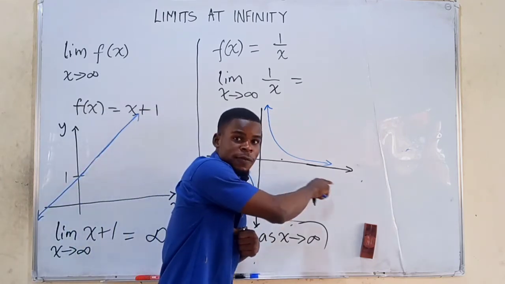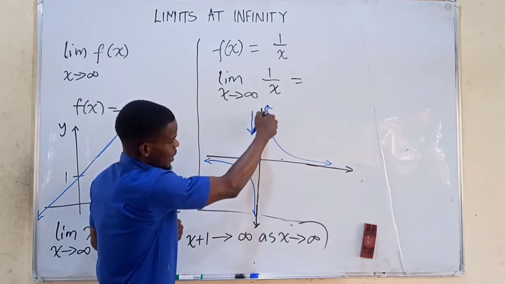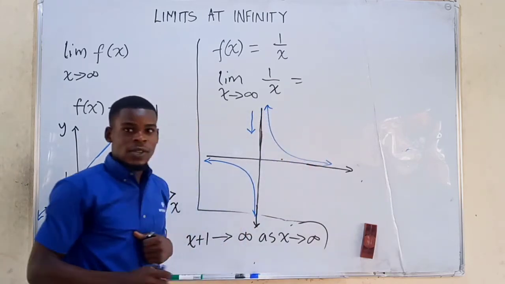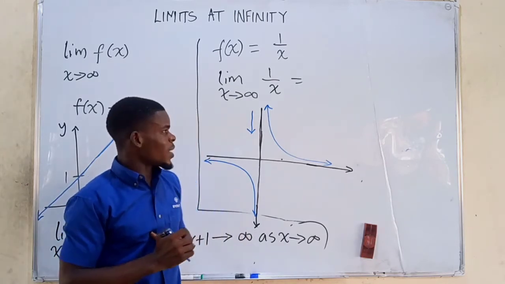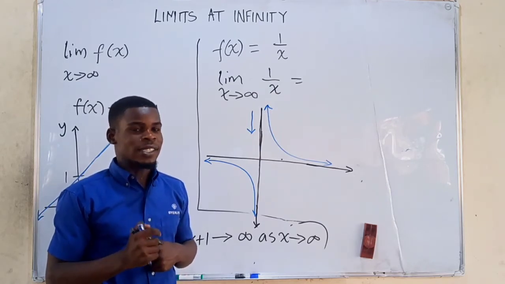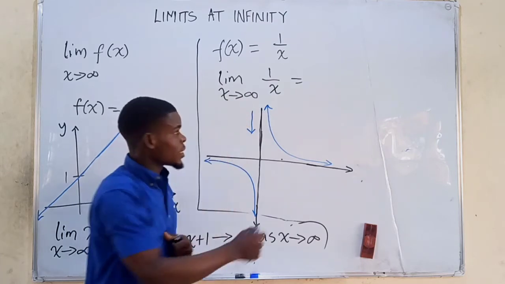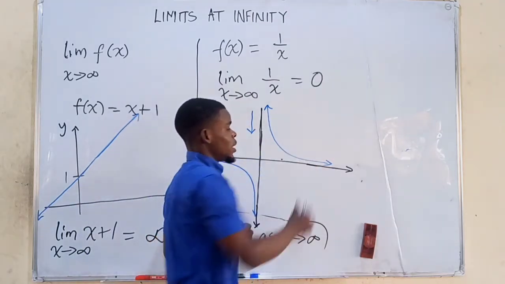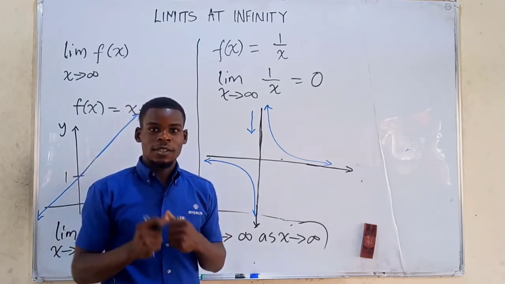As our input approaches infinity, observe the way this function goes. We are declining as x increases. So as x increases, the value of the function reduces. As x increases without bounds, the value reduces without bounds. That tells us that the limit as x tends to infinity of 1 over x is going to be 0. Because as our denominator increases, the result of the fraction boils down to 0.